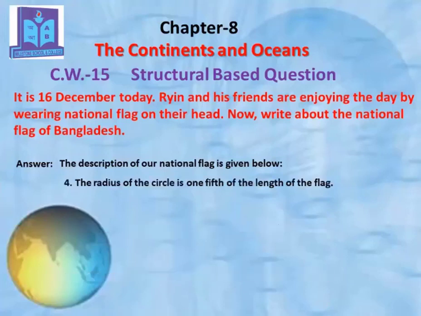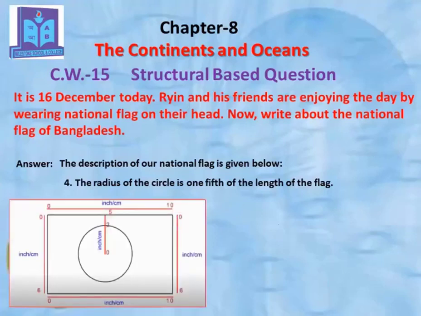Number 4. The radius of the circle is 1/5 of the length of the flag. The radius of the circle is 1/5 of the length of the flag. That means, what is radius? The distance from the center to the surface of a circle. Look here. Here the length is 10 centimeter or inch. If the length is 10 centimeter, so 1/5: if we divide it into 5 parts, we will find 2. So the radius will be 2 inch or centimeter. When the length is 10 centimeter, the radius will be 2.